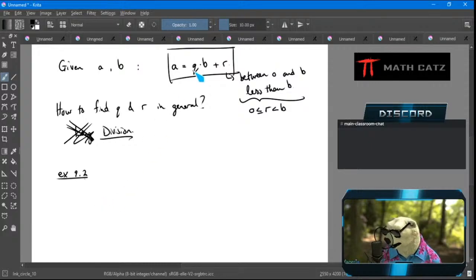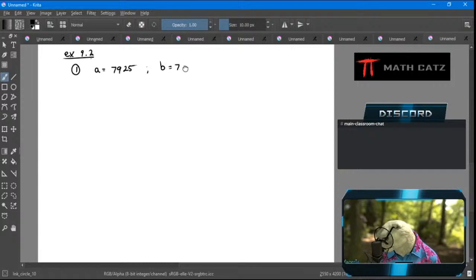And I want to find the quotient and remainder and split the large number up according to the divisor. So I have number 1. My A is 7,925, and my B, just to match it with what's in the box, is 7. So now I have to remember, how does this division work?